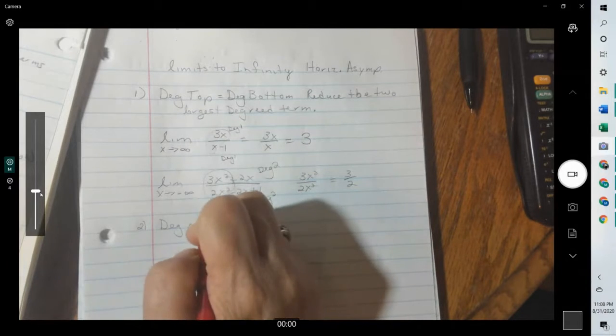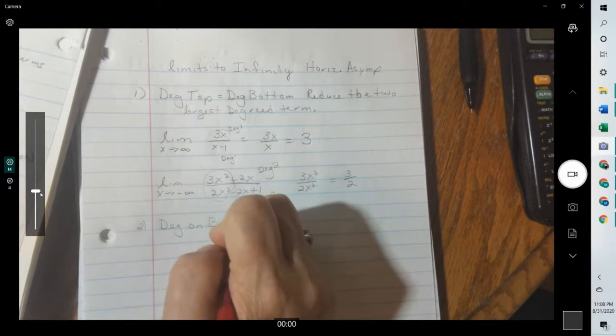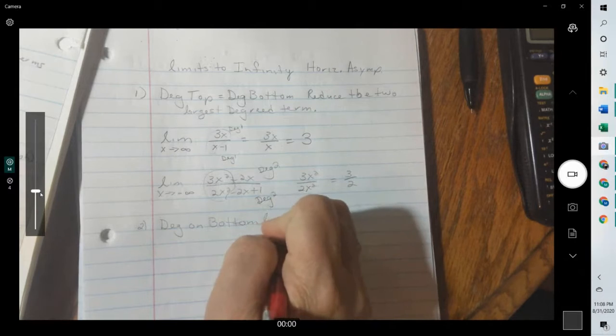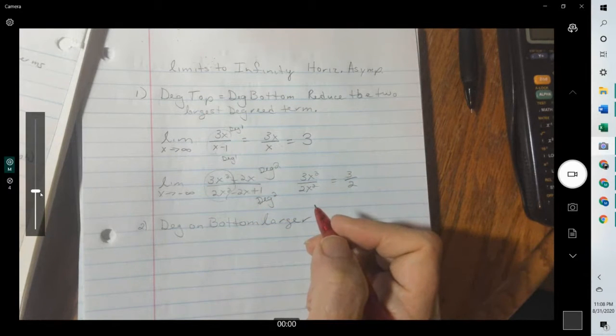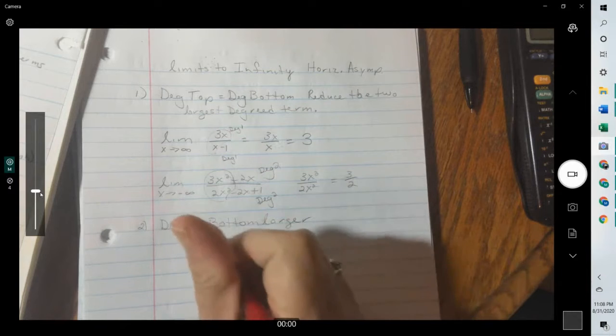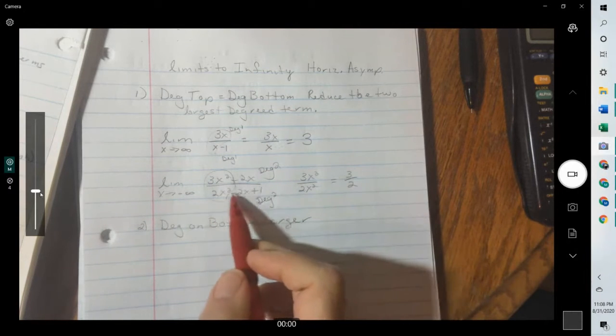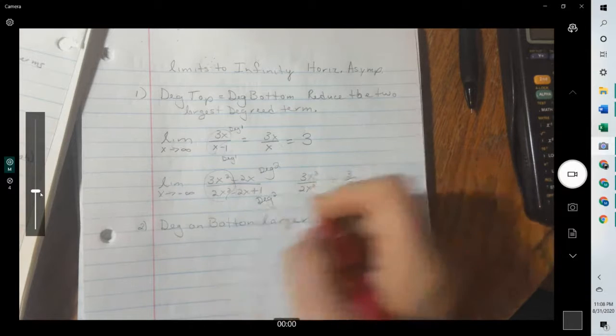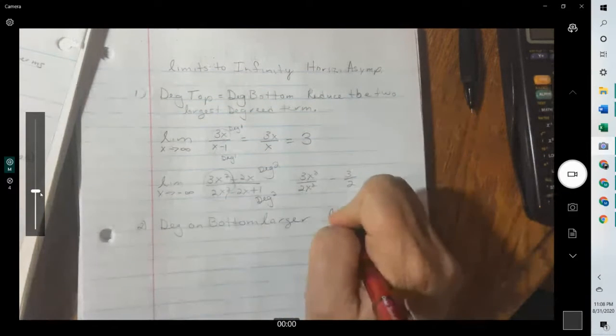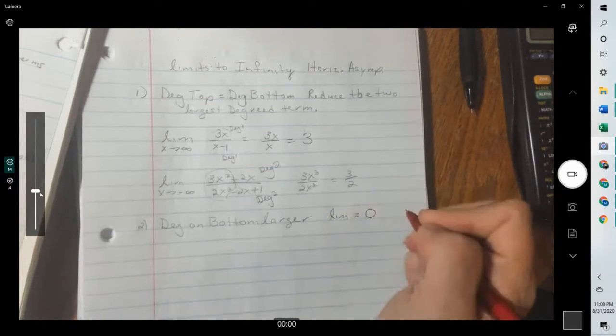Degree on bottom is larger. If the degree on the bottom is larger, that means the bottom is getting larger faster, and this will go to 0 then. So if the degree on the bottom is larger, limit equals 0.